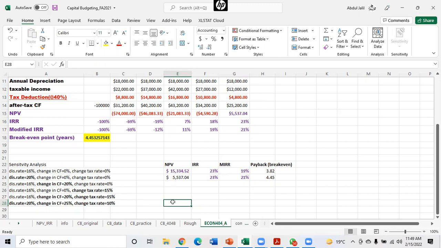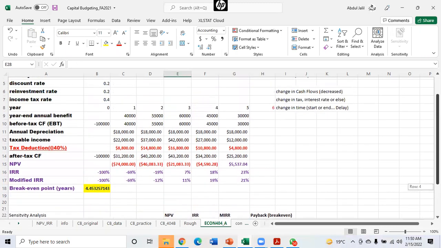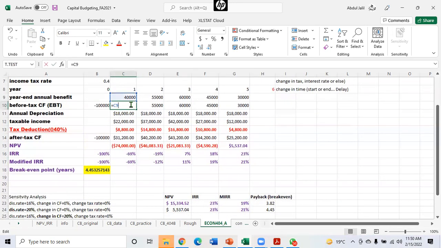Now the other changes you need to apply. I'm just going to apply all these changes simultaneously: a 20% discount rate, a 25% change in cash flows, and a change in tax rate at 10%, right? So I'm going to apply all these changes simultaneously, and then you will observe the result. The 20% change in discount rate is already there, and then we are going to apply this change.